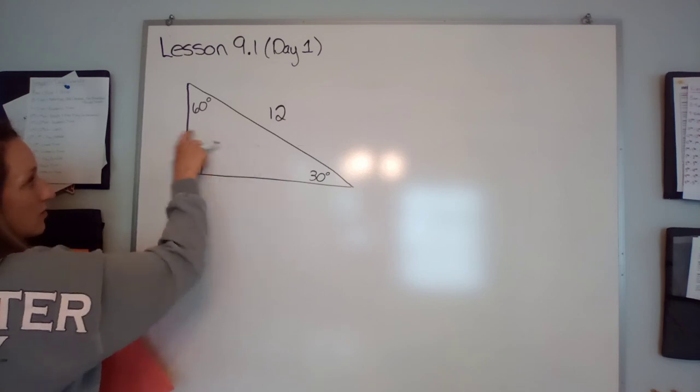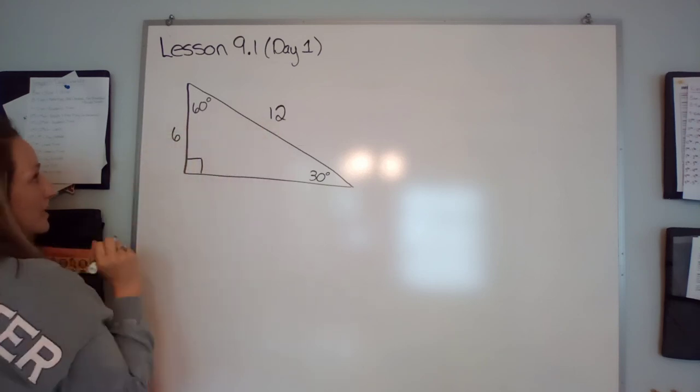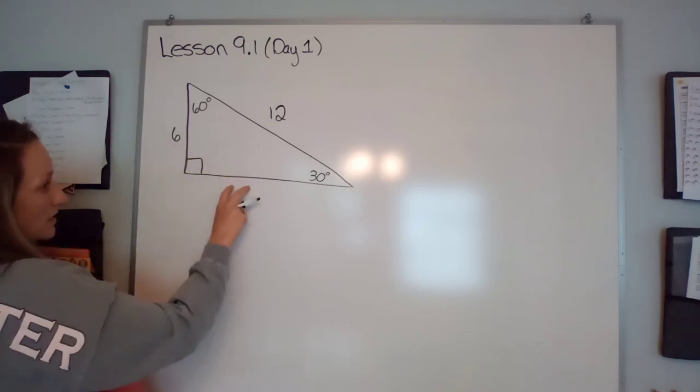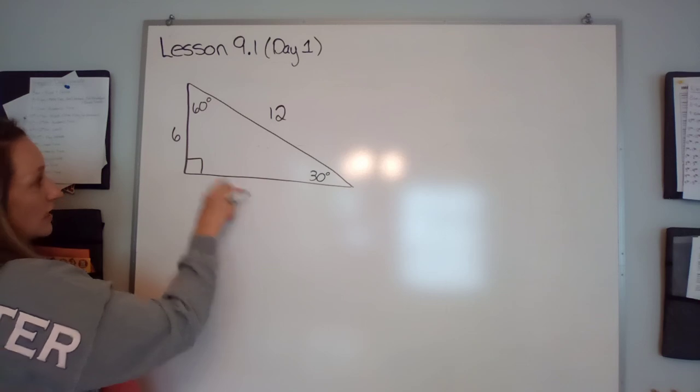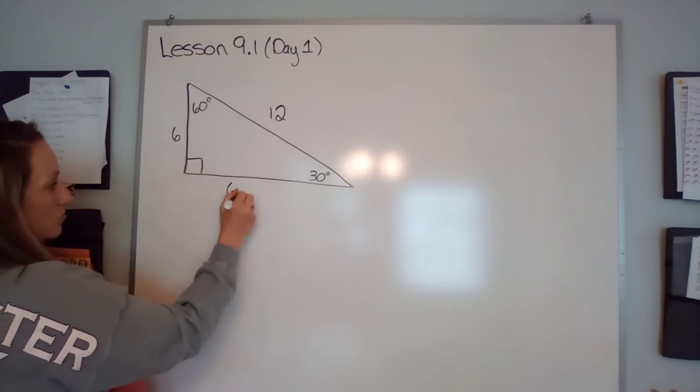The short side is the one across from the 30. So if the hypotenuse is 12, that means that this leg is 6, because it's half of it. And the long leg, the one across from the 60, is root 3 times the short leg. So if the short leg is 6, the long leg is 6 root 3.